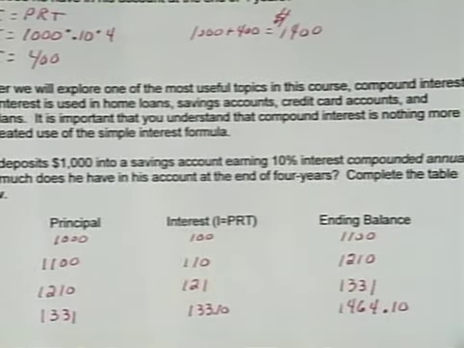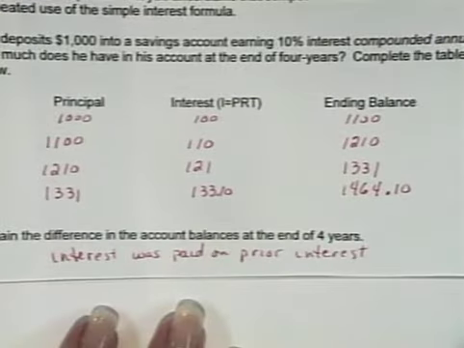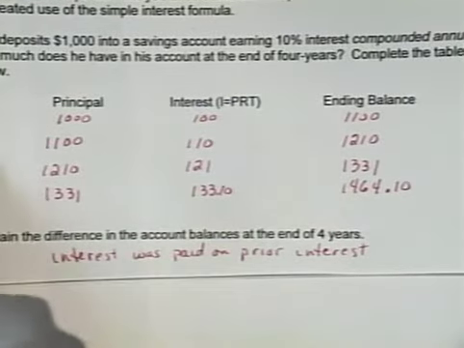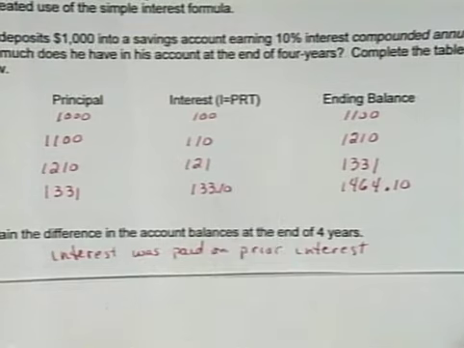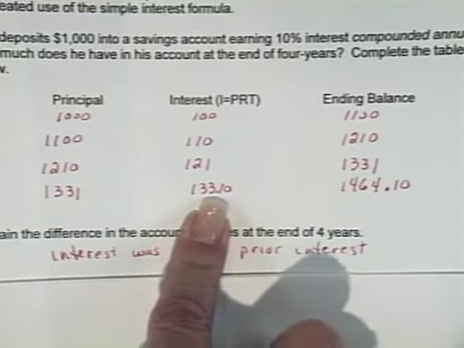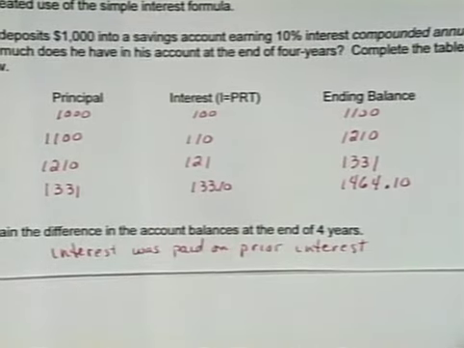It says, explain the difference in the account balances at the end of 4 years. In example 2, interest was paid on prior interest. If interest is compounded, you earn more interest than simple interest. Does that make sense? I mean, do you see the numbers and why it's working? Okay.